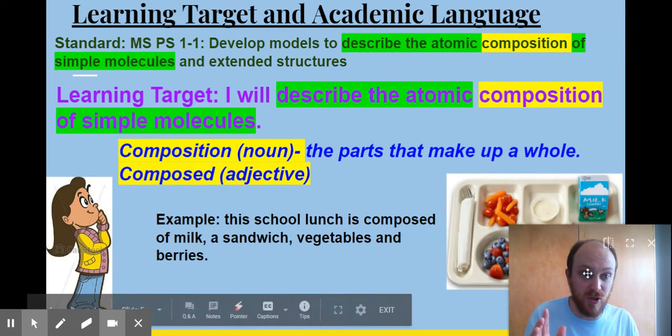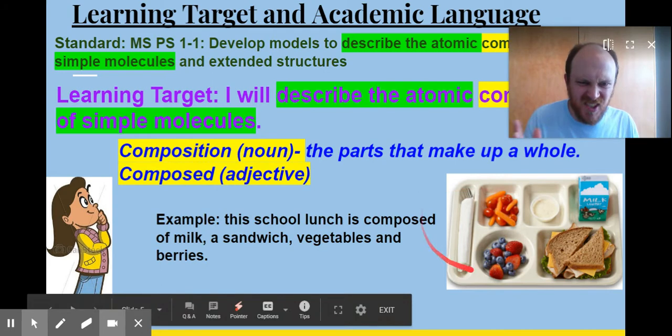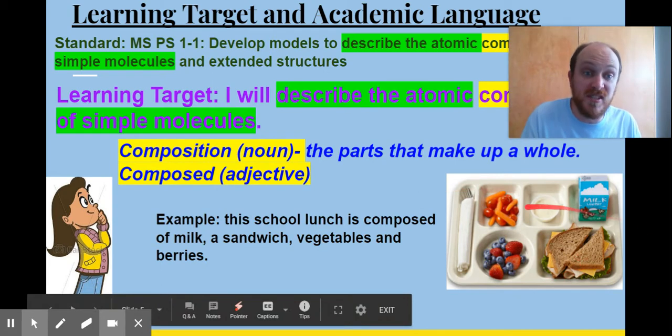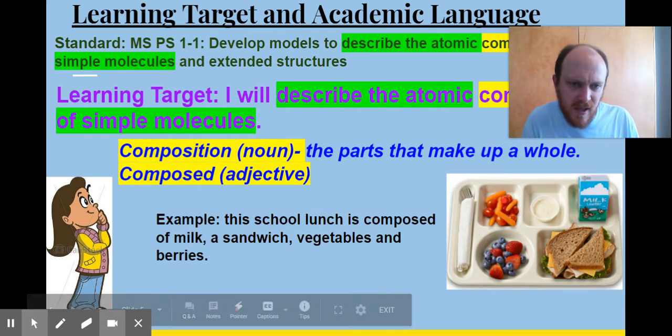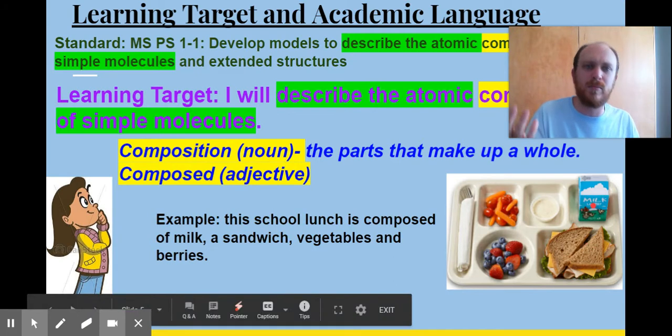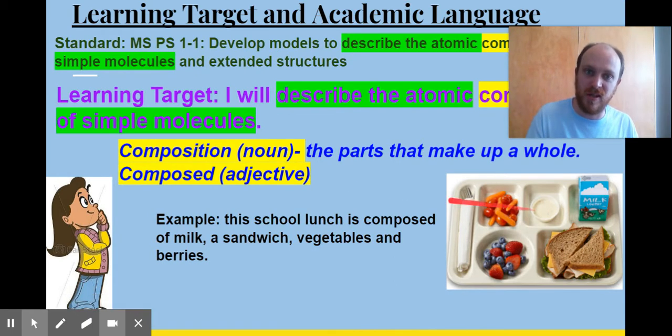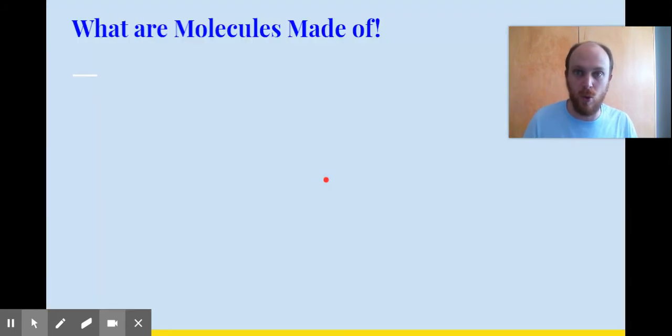So, for example, I can ask you here, I move myself out of the way here. What is this lunch composed of? You might say, oh, the lunch is composed of carrots and tomatoes and different fruits and a sandwich and milk. Those are the different parts that make up the lunch. So today we're looking at parts that compose the whole.